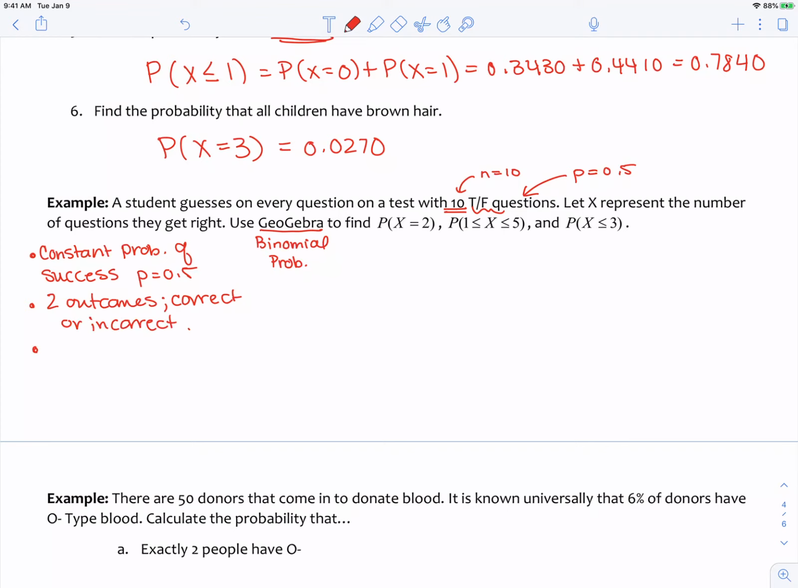Then I can check for independence. All right, so is this naturally independent or do I have pseudo-independence? In this case, I'm going to assume natural independence because I'm not drawing from a fixed pool of questions. I mean, it probably does exist that way, but ultimately guessing one of the questions correct is not going to change my likelihood of guessing the next question correct, right? So I'm just going to say this is naturally independent.